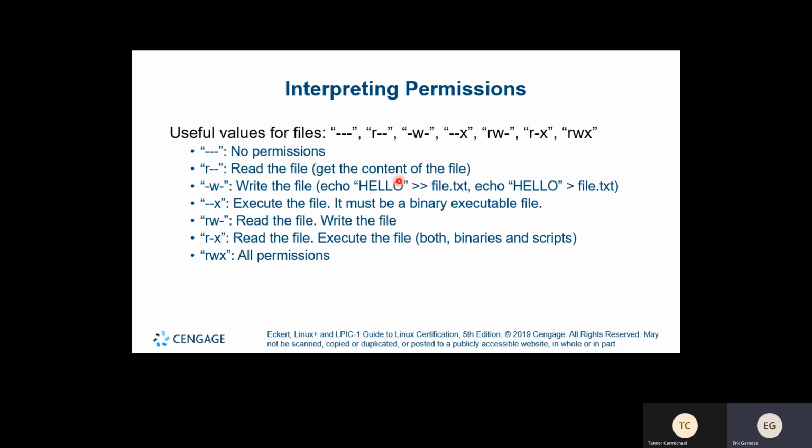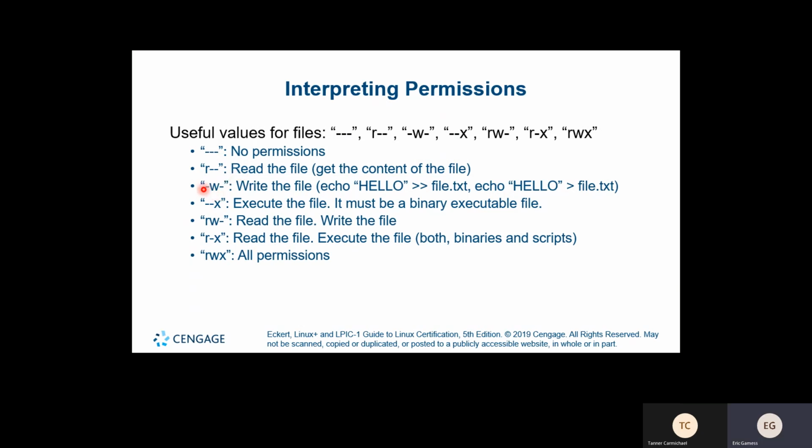So for a file, what makes sense is, for example, dash, dash, dash. If you have dash, dash, dash, you have no permission on the file. If you have r dash dash, you have read permission, which means you can cat the file, you can use the more command on the file, the less command on the file. You can see the content in general.